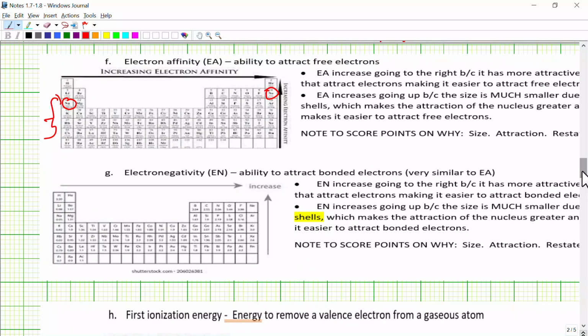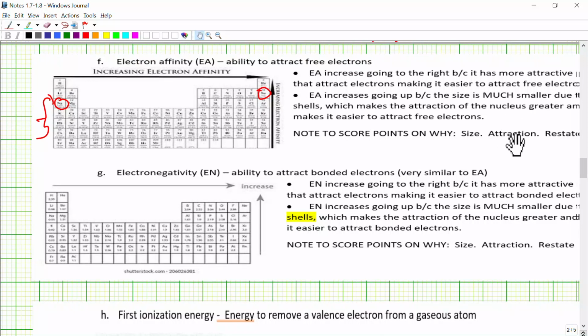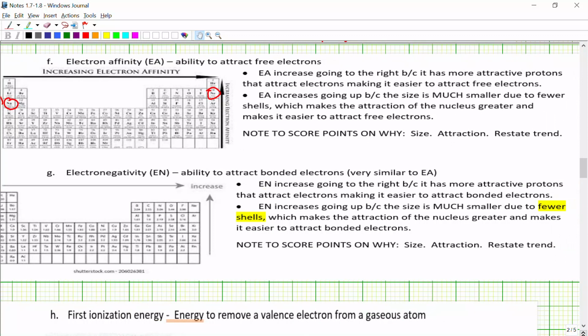Electron affinity, the ability to attract free electrons. All right, so electron affinity increases going to the right. Remember, we're trying to attract electrons because it has more attractive protons. Remember, protons are attractive, so they'll pull them in. Electron affinity increases going up because the size is much smaller due to fewer shells, which makes the attraction of the nucleus greater and makes it easier to attract free electrons.